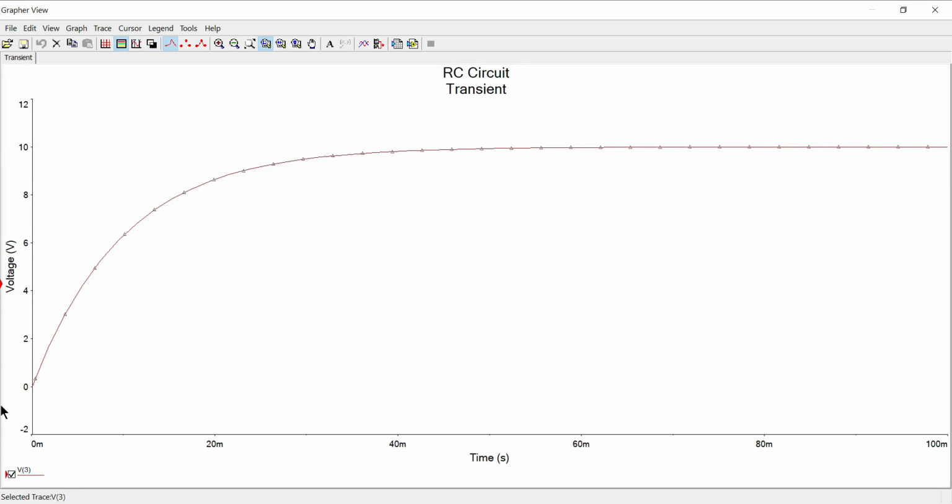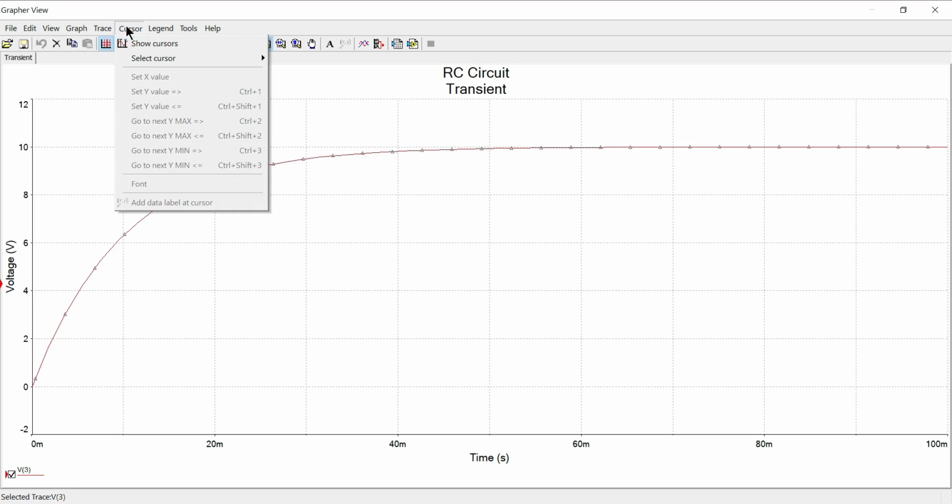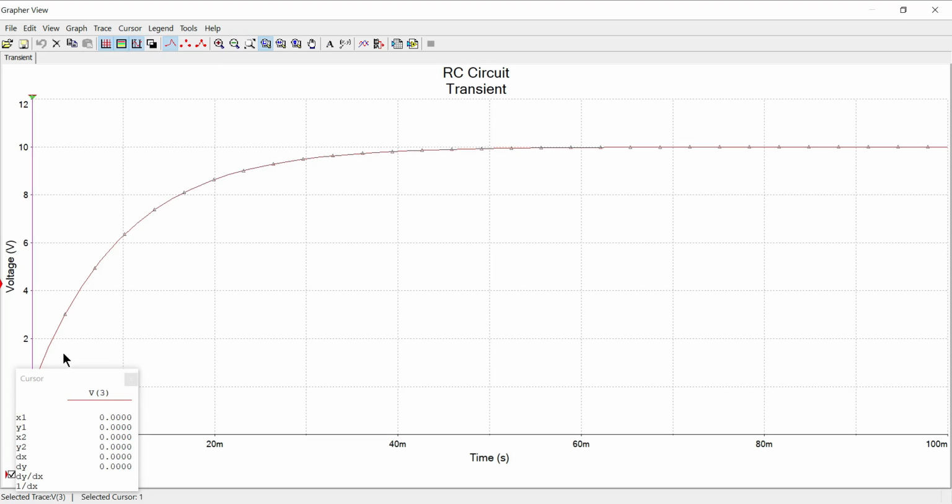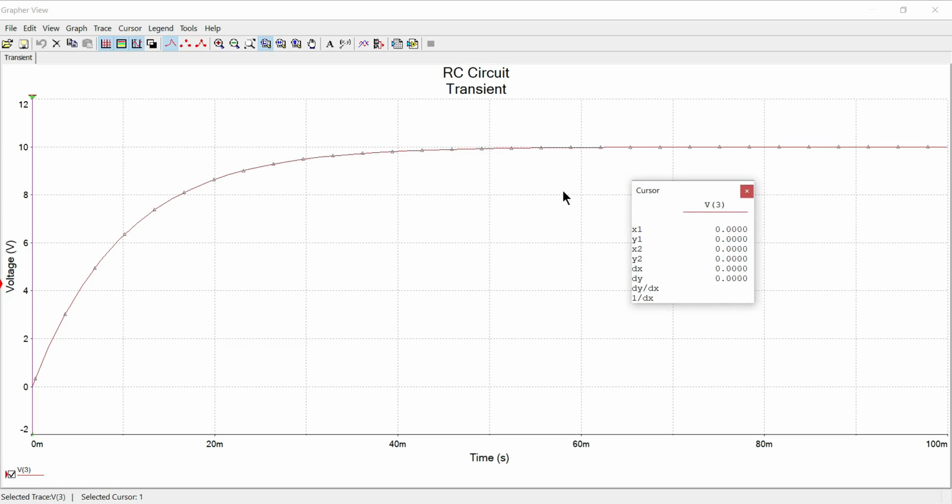In this graph, the vertical axis corresponds to the voltage across the capacitor in volts, and the horizontal axis corresponds to the time axis in seconds. I will select the grid view so that the coordinate points are easily readable. Let me select the cursor, then click on Show Cursor. You will get two cursors over here.